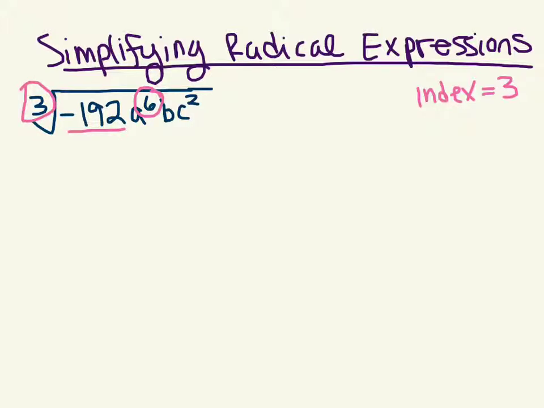However, let's also note real quick that b and c squared both have a power that's less than 3. So those actually we're not even going to have to change. Those are fine as is. So let's go ahead and factor the 192. So we'll do that over here.